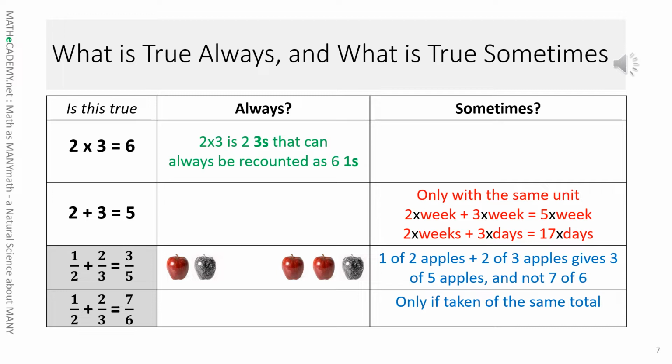So it may fold. And with fractions, 1 over 2, plus 2 over 3, is that 3 over 5, or is it 7 over 6? It depends on the unit. 1 of 2 apples, plus 2 of 3 apples, gives 3 of 5 apples, and not 7 of 6, as the school teaches. It is 7 over 6, only if taken of the same total. So digits and fractions are not numbers, but operators needing numbers to become numbers.